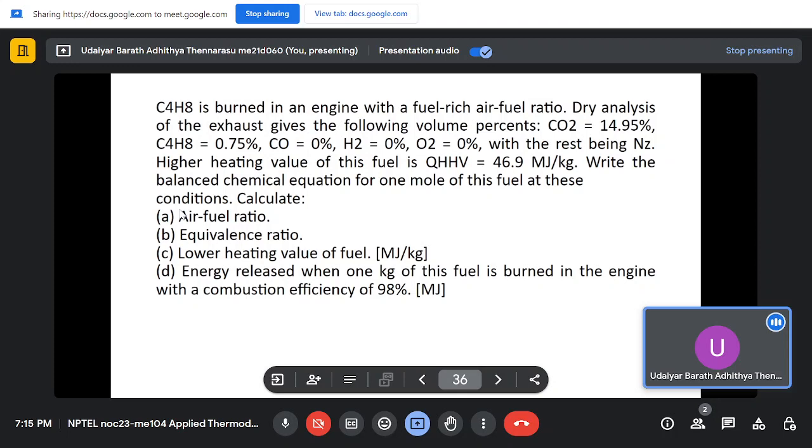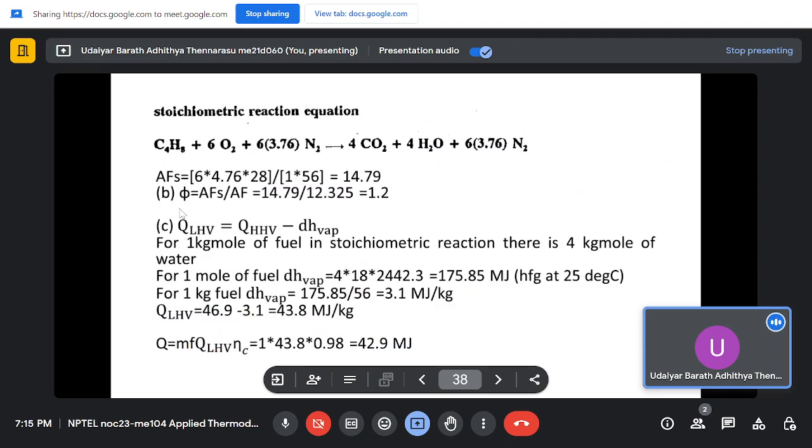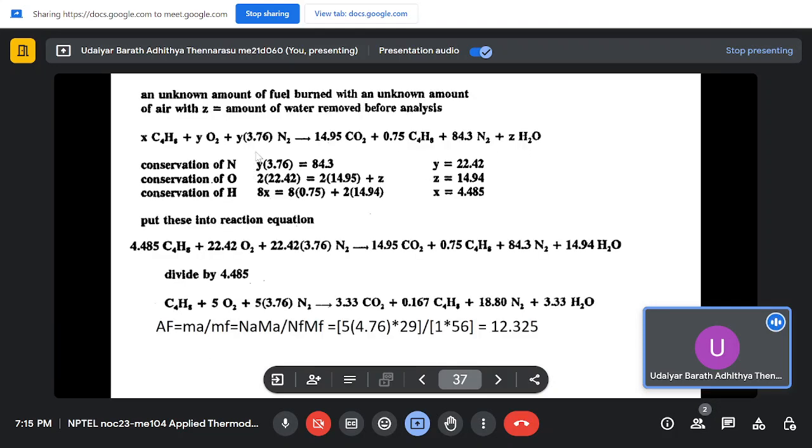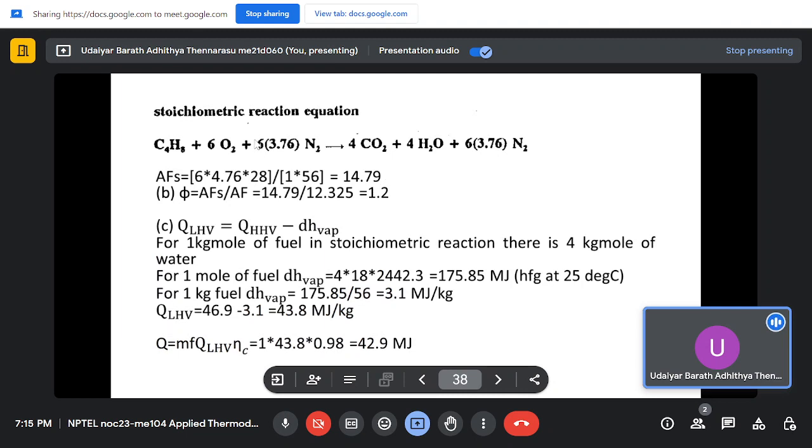Now the second is equivalence ratio. To find the equivalence ratio, we need to find the stoichiometric air fuel ratio. So we do a stoichiometric reaction. We take 1 mole of the fuel and some x moles of air, and we say it has totally combusted, so it will be CO2 plus H2O plus nitrogen. Similar approach for balancing nitrogen, oxygen and carbon. We can find out the moles present in the products and the air used.